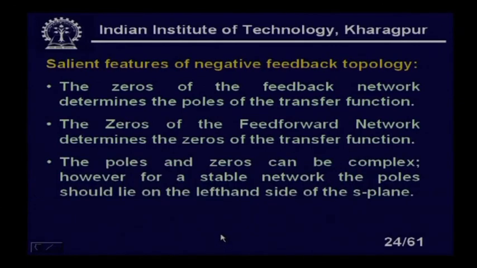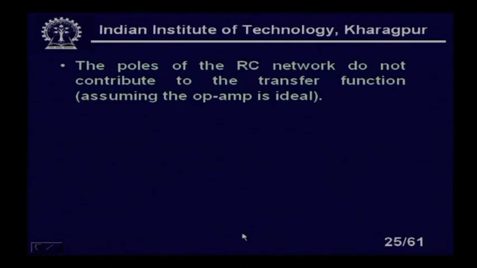The poles and zeros can be complex, however, for a stable network the poles should remain on the left hand side of the S plane. That is from basic control theory, you know this to be satisfied. The poles of the RC network do not contribute to the transfer function, okay, because D is getting cancelled out. So, whether it is the feedback or feed forward transfer function, the poles of the RC network do not come into the picture, if you assume the op amp is ideal.